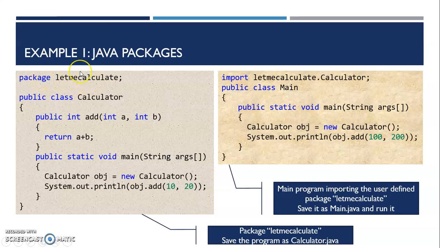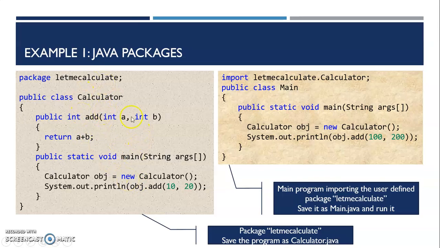So here I'm giving the package name as LetMeCalculate, and inside the package I'm defining a class named calculator. So I have no sub package here. I am directly implementing my class inside the package LetMeCalculate. This code consists of a method add and the main function that can implement this method add.